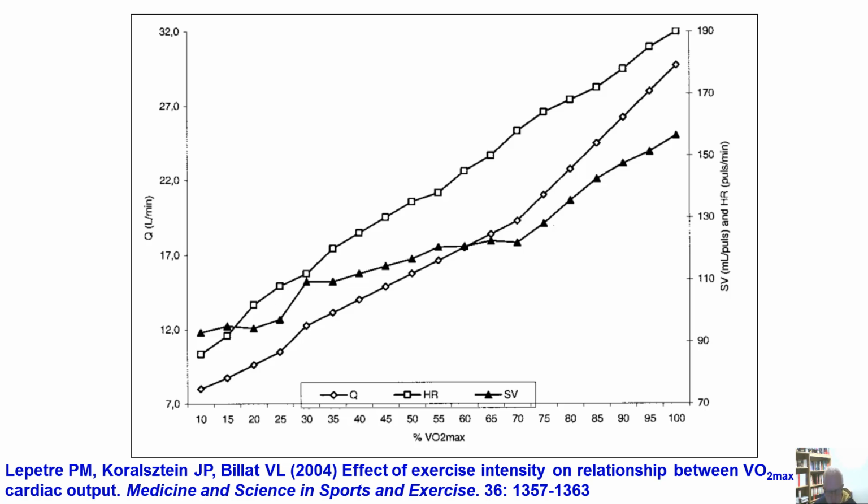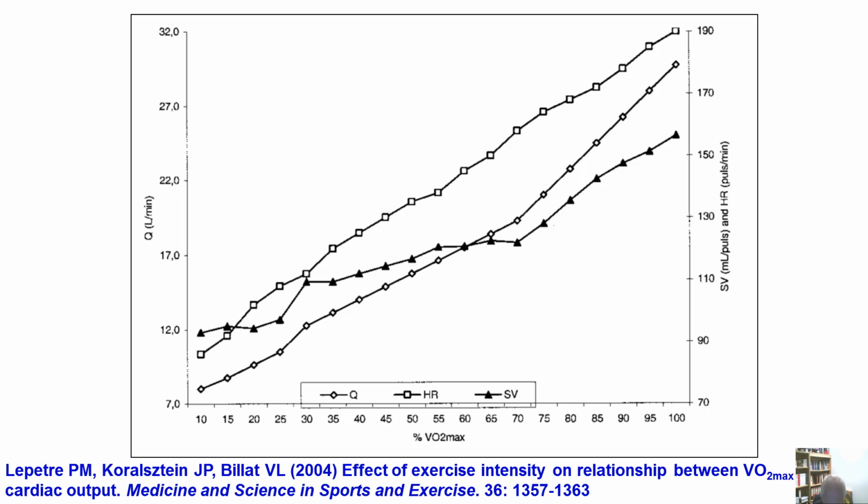So let's just think about what is happening during a VO2 max profile. Here we've got percentage of VO2 max on the x-axis, and on the double y-axis you can see we've got cardiac output on the left, and on the right we've got our stroke volume response. And you can see heart rate are the squares, cardiac output are the diamonds, and the stroke volume are the triangles.